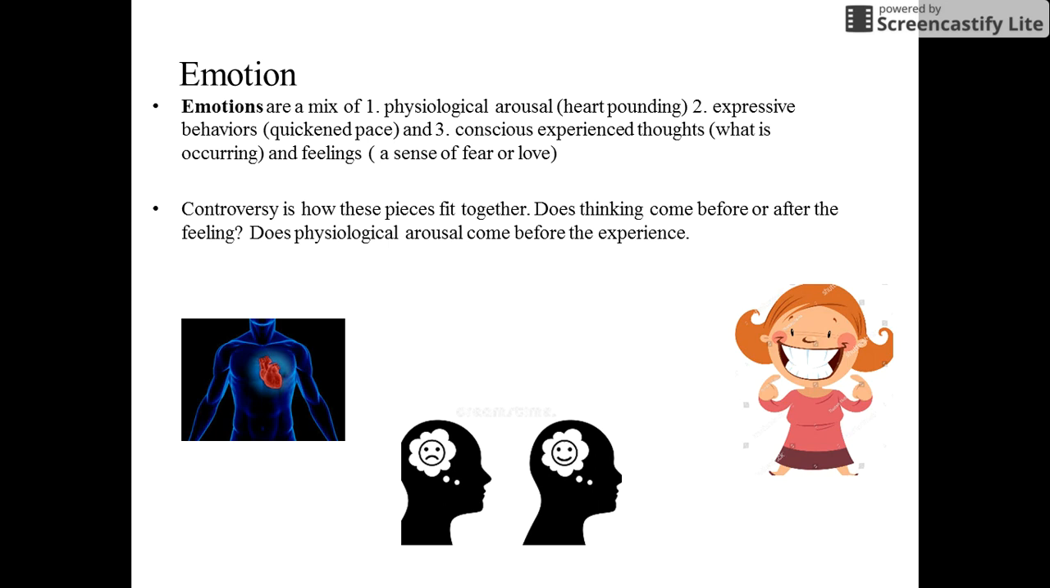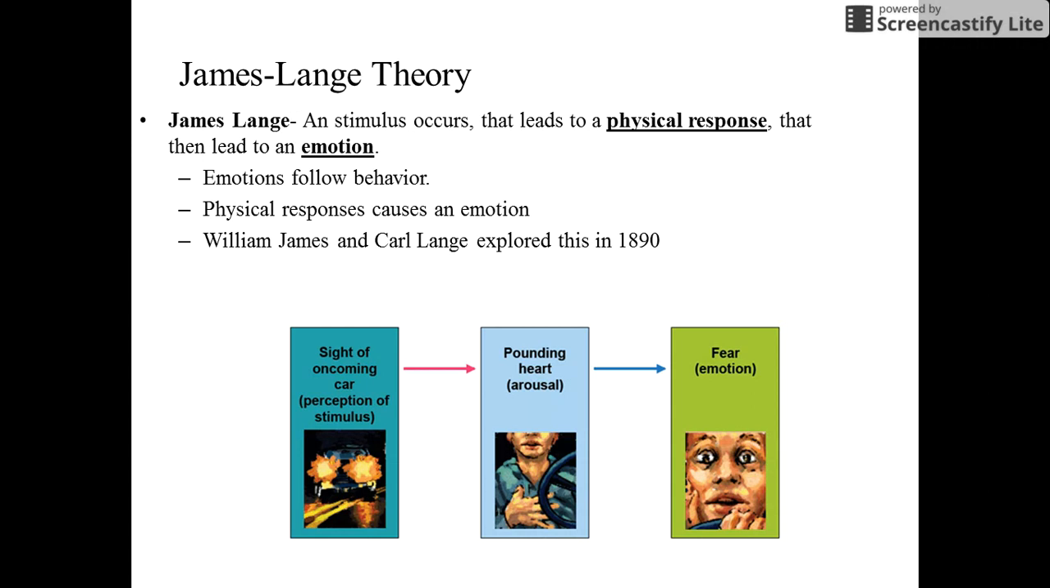Does thinking come before our feeling? Does our physical sense come before what we think it is? So we're going to look at the 5 theories on the order in which the different events occur in our body, in our mind, and in our expression. The first one is the James-Lange theory.